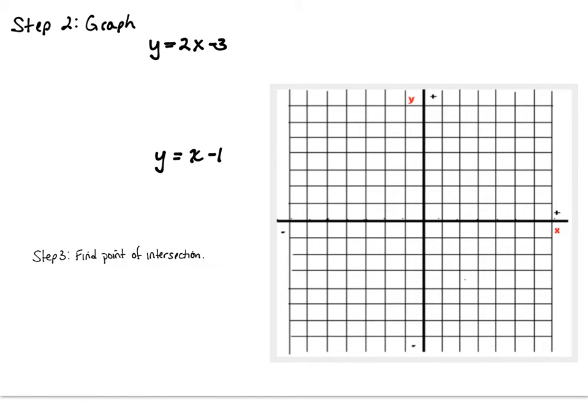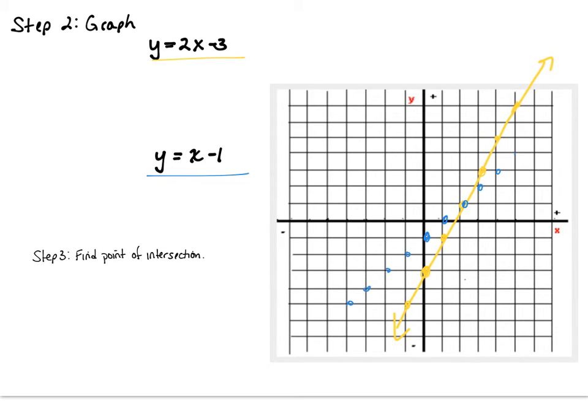Next, we take each equation and graph it using our y-intercept and our slope. Looking at the first equation, we have a y-intercept of -3 and a slope of 2. So rise 2, run 1, rise 2, run 1, and drop 2, -1. And for the second equation, you see it has a y-intercept of -1 and its slope is 1. So rise 1, run 1.